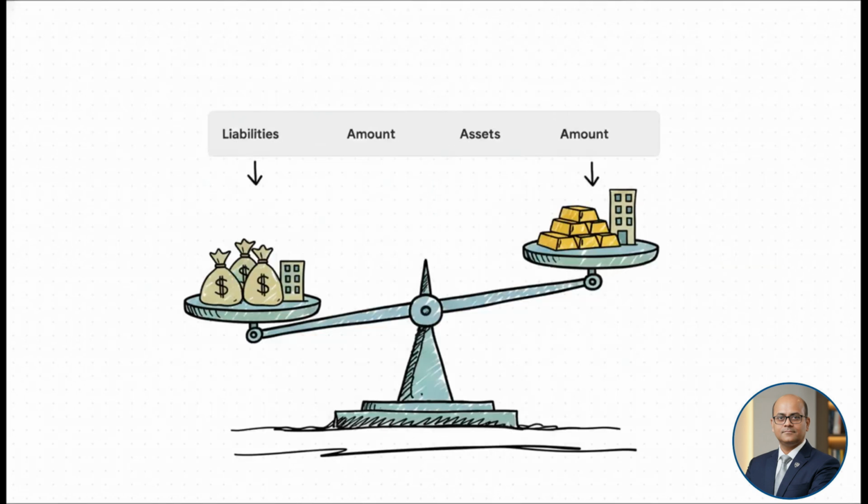Okay, look here at the format. Liabilities on the left side, assets on the right side. And here's the golden rule. You must never forget this. The total of the asset side must always be equal to the total of the liability side. Always. It is like a weighing scale, a terazu. Both sides must be perfectly equal. That is why it is called a balance sheet, because it must always balance.